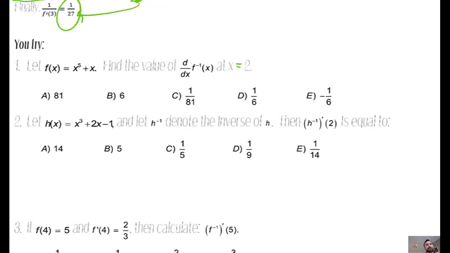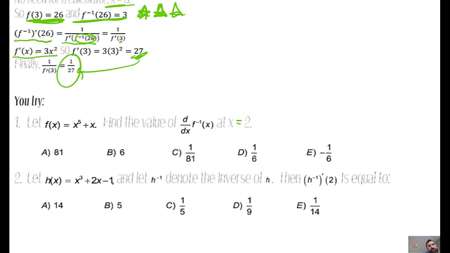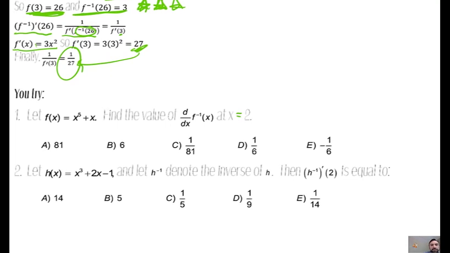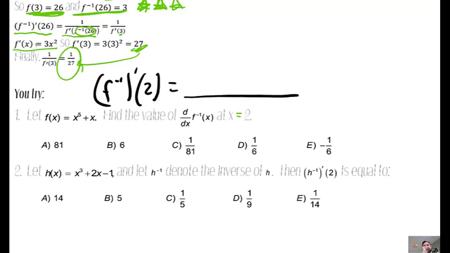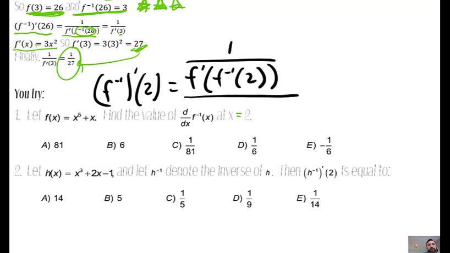Alright, so this time I'm actually going to start right here near the end. If we're trying to figure out the derivative of the inverse at x equals 2, then the first thing I'm going to do is I'm going to just plug it into the formula. The formula says 1 over the derivative of the inverse at that x value will give you what you need.